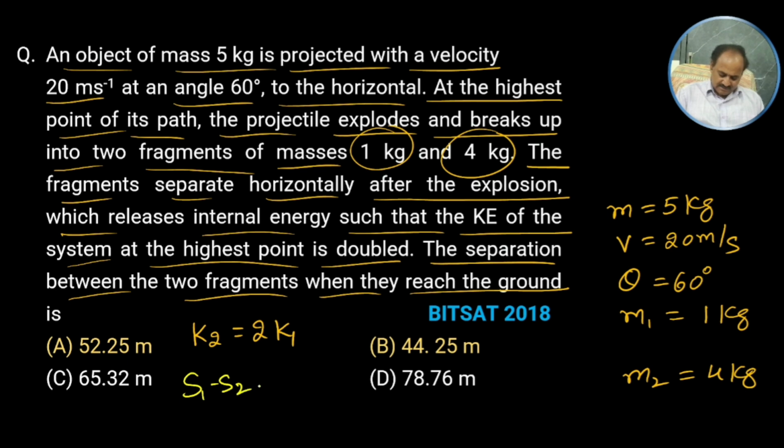S1 minus S2, that is the separation, equals V1 minus V2 into the time. And T is the time required for reaching the highest point, because at the highest point both are separating. At the highest point the time can be found like this: the time at the highest point is Vy divided by G, where Vy is the vertical component of velocity, V sine theta divided by G.